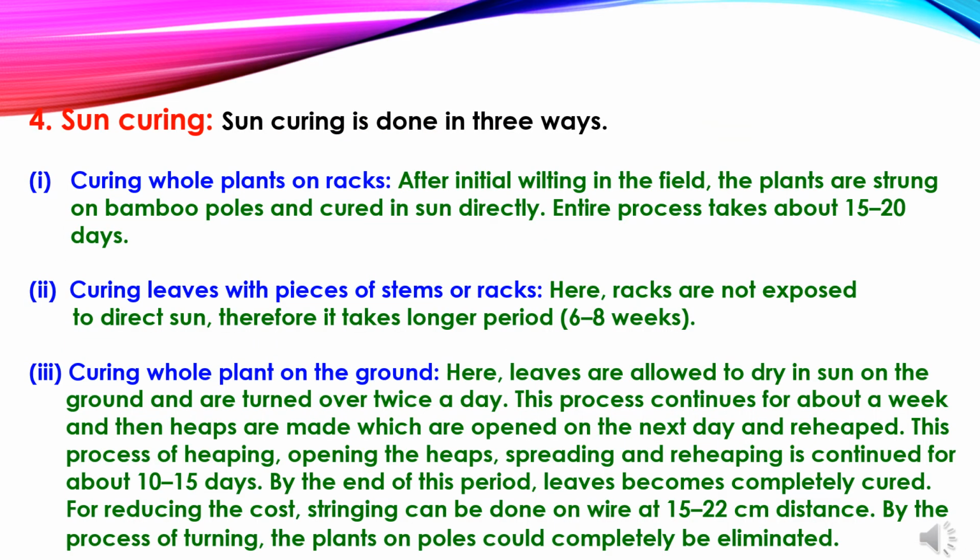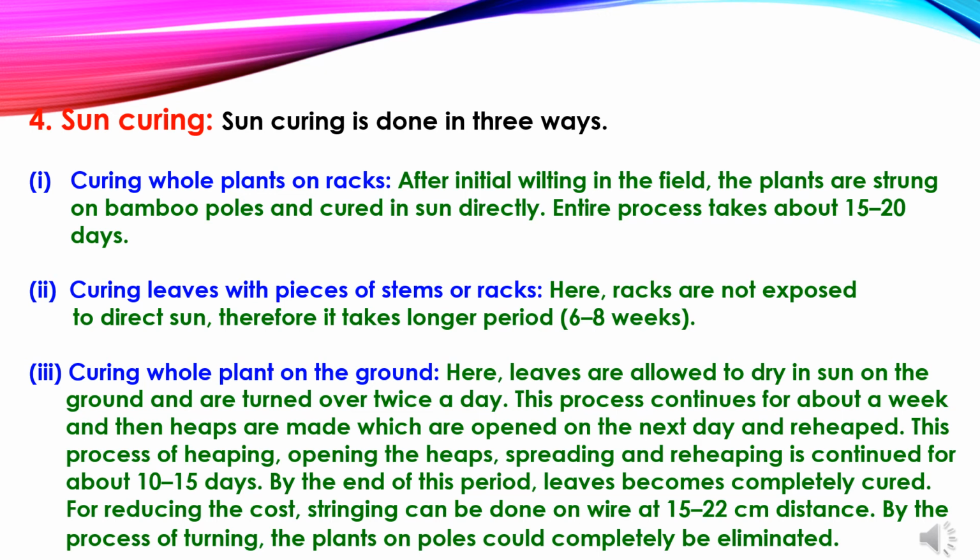Fourth curing method is sun curing. Sun curing is done in 3 ways. First, curing whole plant on racks. After initial wilting in the field, the plants are strung on bamboo poles and cured in the sun. The entire process takes about 15 to 20 days.